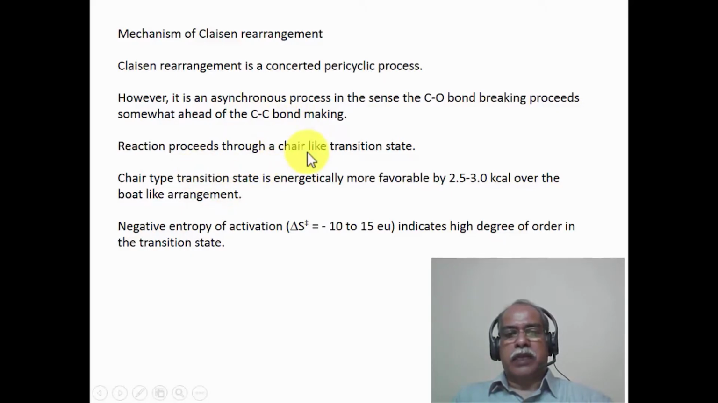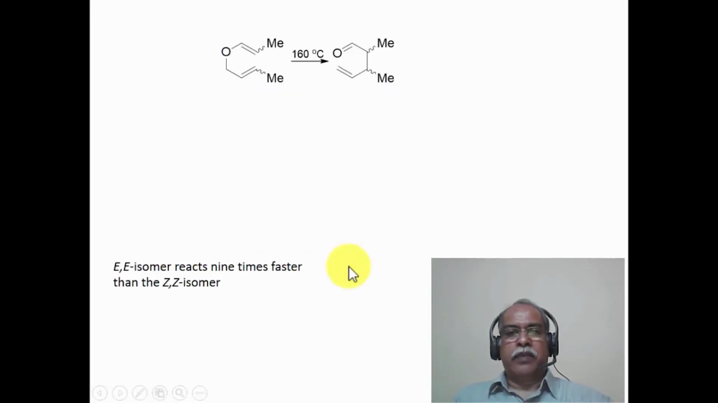The reaction proceeds through a chair-like transition state. We'll get to that in a minute. The chair type of transition state is energetically more favorable by about 2 to 3 kilocalories over the boat-like transition state. The negative entropy of activation essentially tells you that there is a high degree of order in the transition state during the course of this particular reaction.